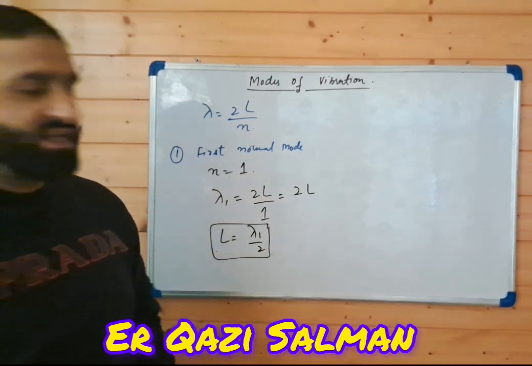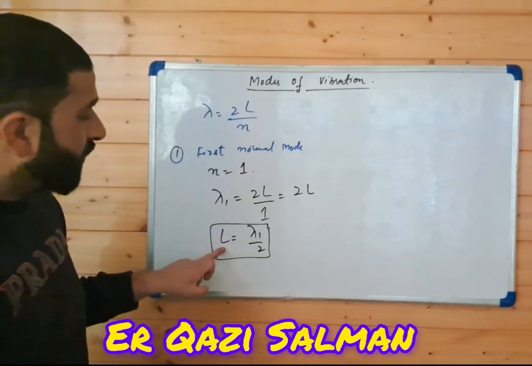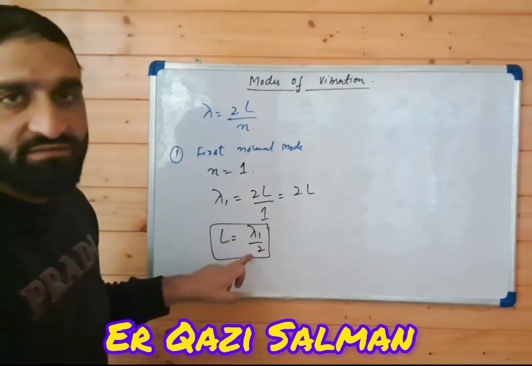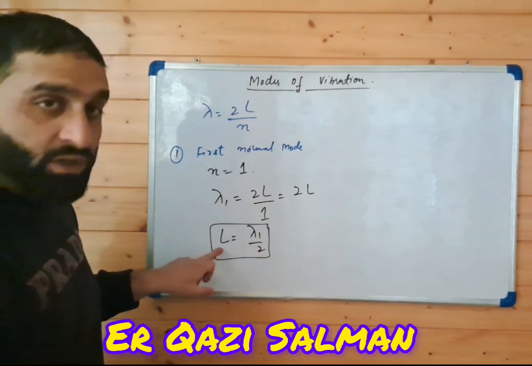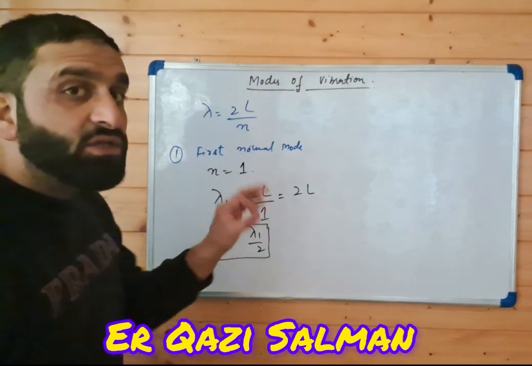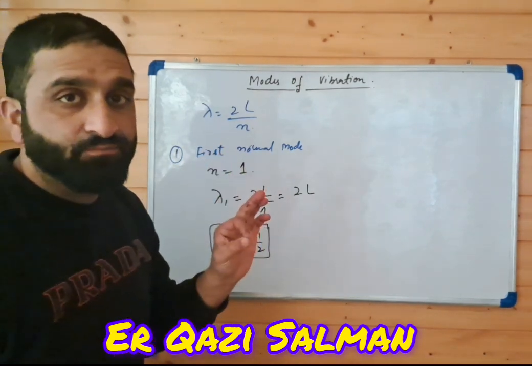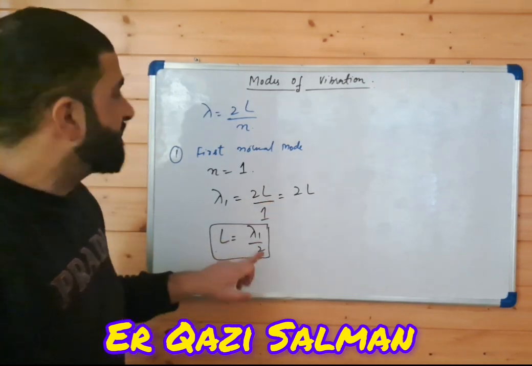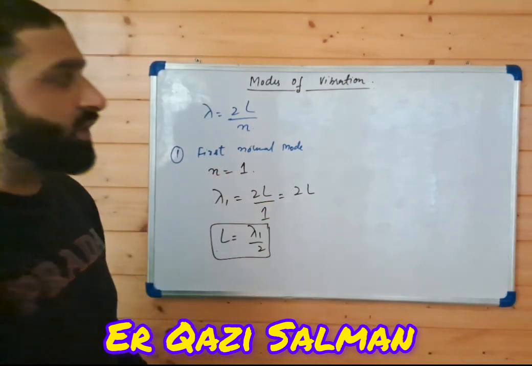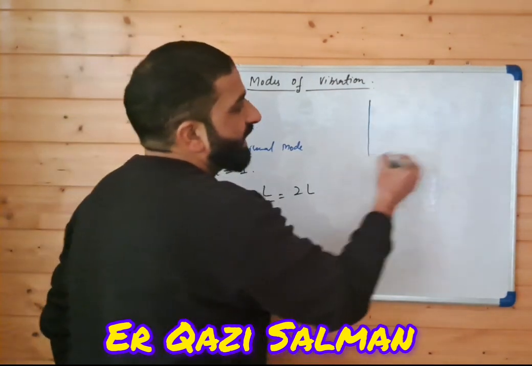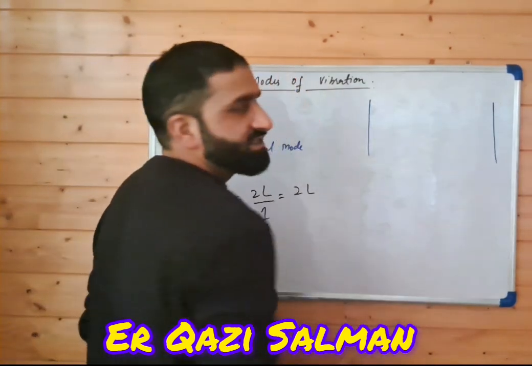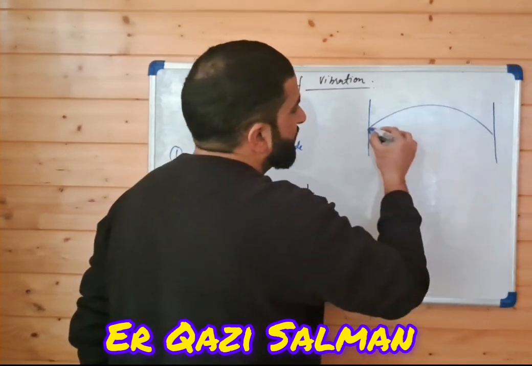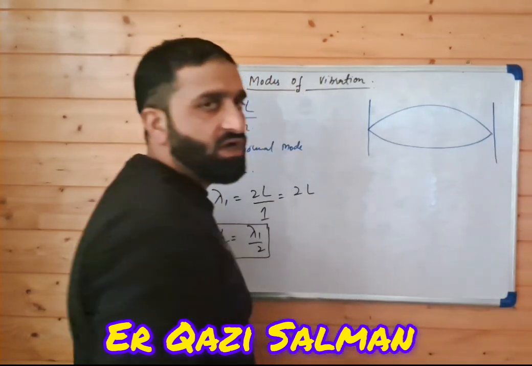What does this mean? This means on the full length of the string, there will be half a wavelength. On the full length, there will be half a wavelength for the first normal mode. That means if we have a string attached at these two ends, it looks this way. This is a half wavelength.